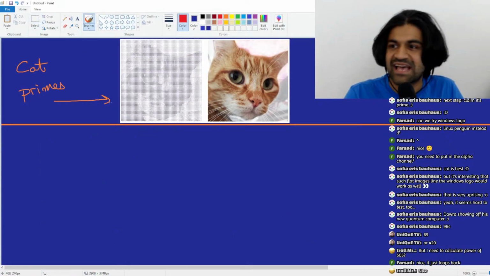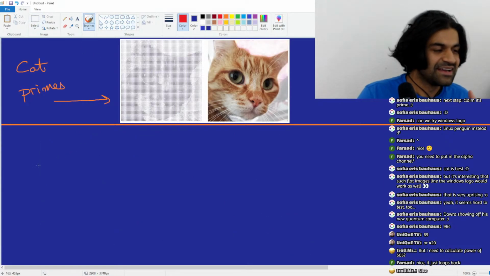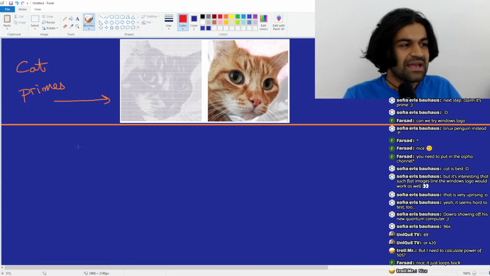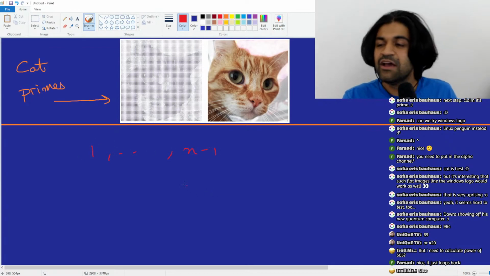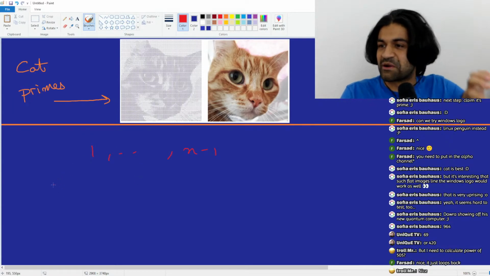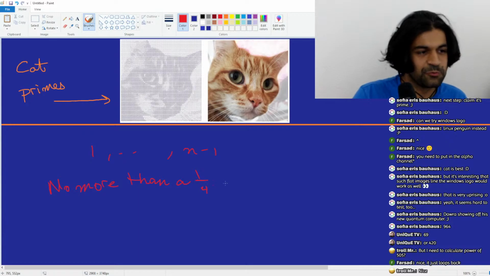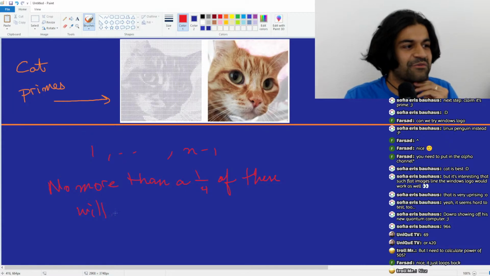So now the question is, how many false witnesses are there? And so the answer is, if you look at all the numbers from 1 to n minus 1, for any n, no more than a quarter of them will be false witnesses. So that's the big theorem that really makes this engine work, okay? No more than a quarter of these will be false witnesses, okay? Let me know if there are any questions about this. And there you go. That's why the Miller-Rabin test works so well.